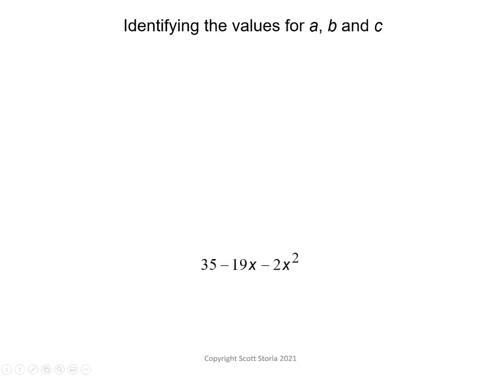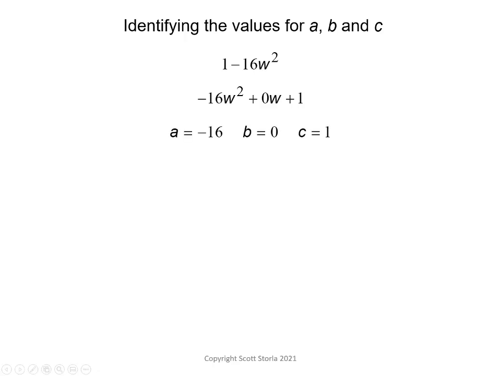How about this one? After writing in standard form, I can see the value of A is -2, B is -19, and C is 35. Here's another. After writing in standard form and including the first degree term with a coefficient of 0, A is -16, B is 0, and C is 1.